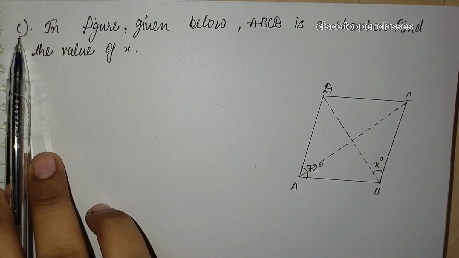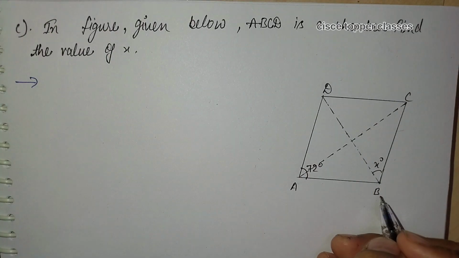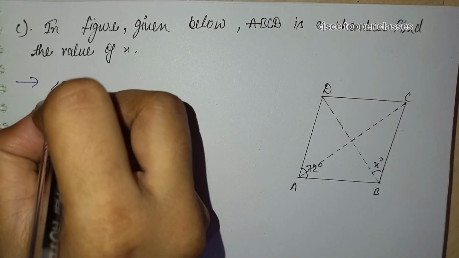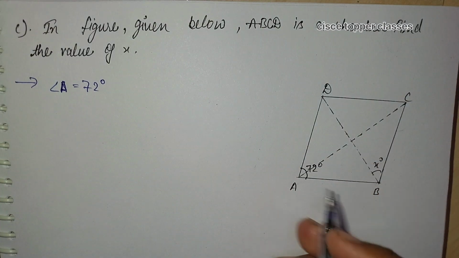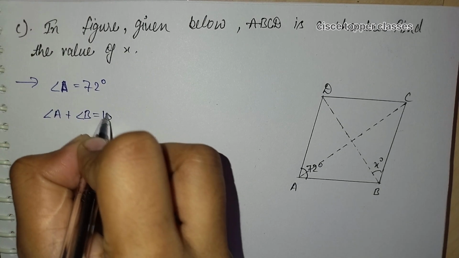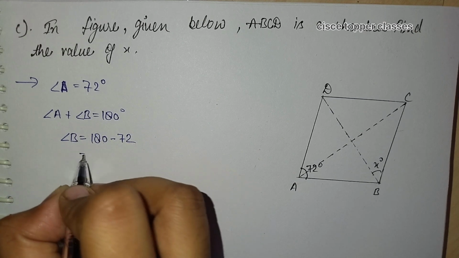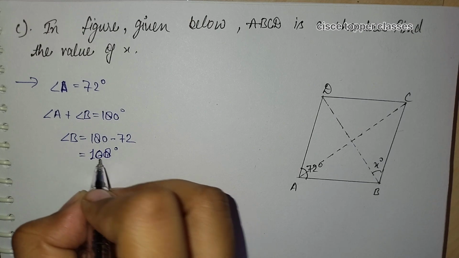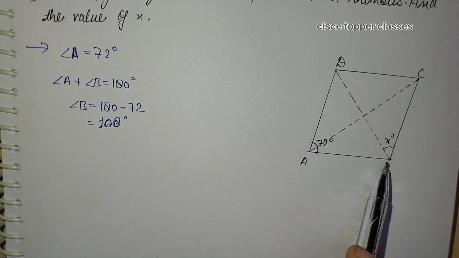Let us solve here the third part. In the figure given below, ABCD is a rhombus. Find the value of x. Simply, the given information is here. BAD is given, means this angle A, we can say that it is given to us, which is 72 degree. And as we know in a parallelogram, because a rhombus belongs to the parallelogram, adjacent angles will be equal to 180 degree when we add them. So angle A plus angle B is equal to 180 degree. We can simply subtract 72 from 180 to get the value of angle B. It will be 108 from here on subtracting, so 108 degree. Now, as we know that in a rhombus, diagonals bisect the angles here.